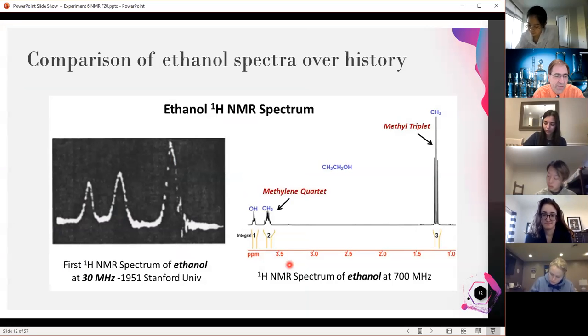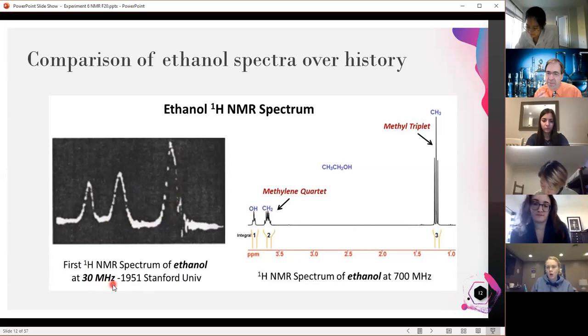The image on the left is the first proton NMR spectra that was ever taken of ethanol. And it was taken in 1951 at Stanford University. And so they saw 1, 2, 3 signals. Okay, so they got that. One was a little bigger than the other, and they were in different locations. Now, so that was a 30 megahertz magnet.